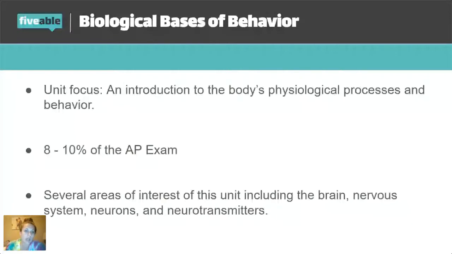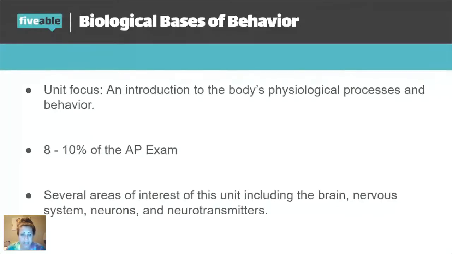The bio unit basically just introduces us to all of the body's physiological processes and how those things affect our behavior. It's 8 to 10% of the AP exam, and some of the main areas or places of interest that we talk about include the brain, the nervous system, neurons, and neurotransmitters. And some students find this unit really hard.